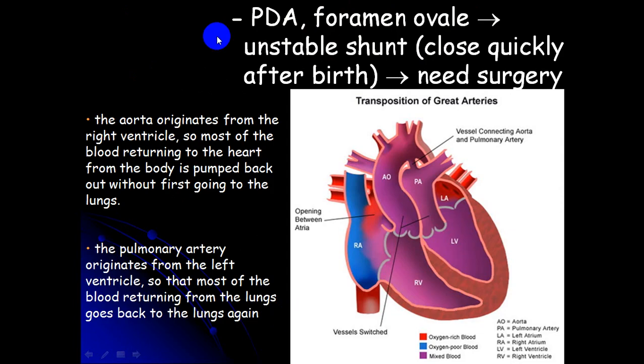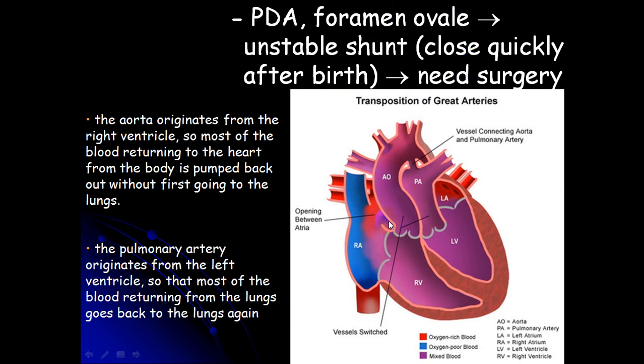There is an unstable shunt, like patent ductus arteriosus. Why unstable? As we said, it will close in a few hours or days. Foramen ovale also. Unstable shunts close quickly after birth, so the child needs surgery.